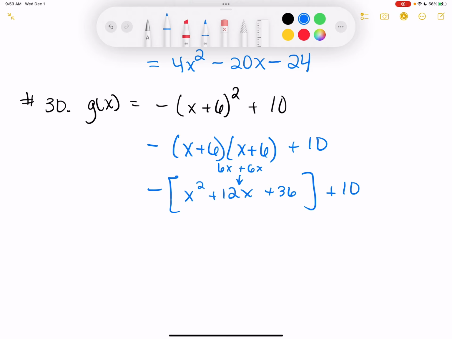Then I multiply by the negative, everything's negative now. So then now we just need to add the 10 on, which equals negative 26.